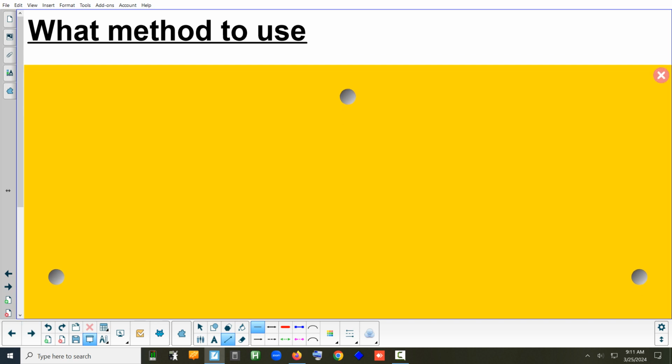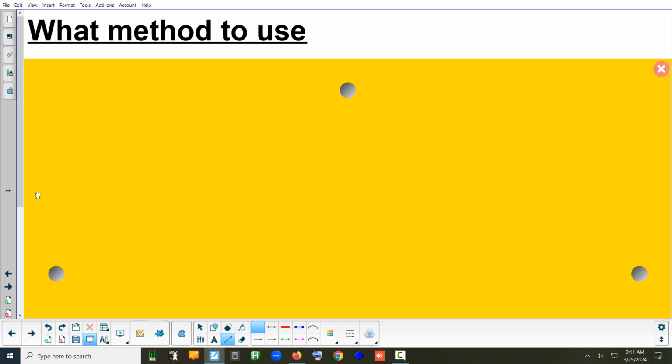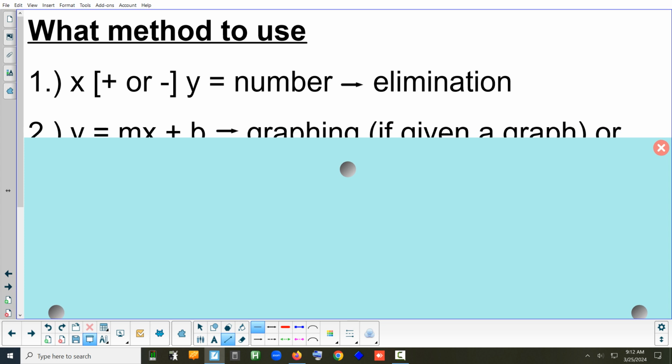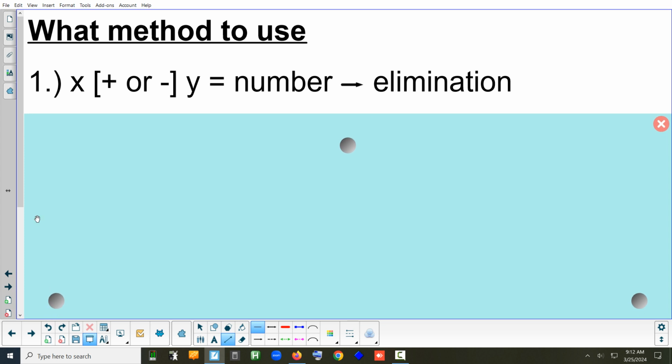All right, so how do you know what method to use? Okay. I guess we could throw in an elimination one. It'll depend on how the problem is set up. In general, we want to use the easiest method we can. So if the problem is set up x plus or minus y equals a number, elimination would probably be the way we want to do it.